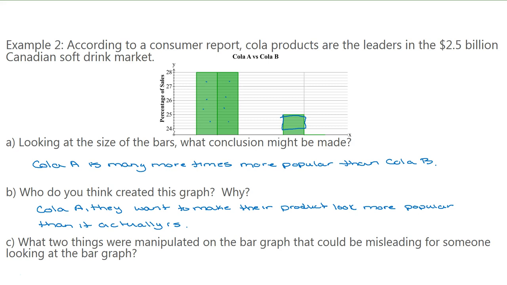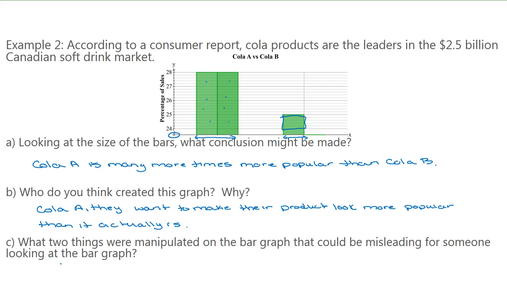So what are two things that were manipulated on the bar graph that could be misleading for someone looking at it? Well, for one, the widths of the bars aren't the same. So that's one thing. But also, if you look at the scale, it doesn't start at 0. If we drew a graph that went from 0 to 28, and then we drew another bar that went from 0 to 25, they wouldn't look that much different. They were only 3 apart. So I think starting at 24 was misleading as well.